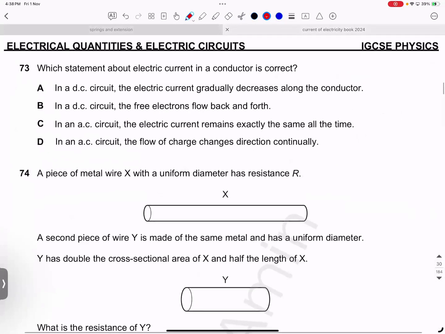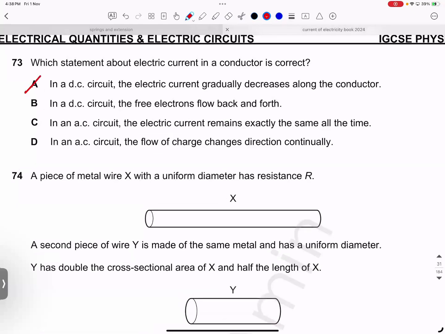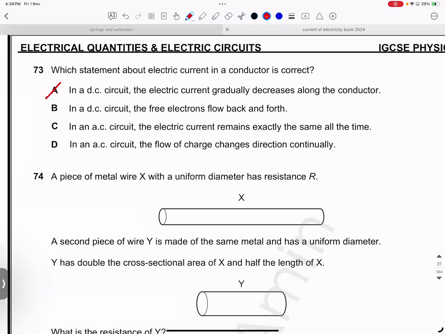Question number 73. Which statement about electrical current in a conductor is correct? Let's read. A: In DC circuit, the current gradually decreases along the conductor. There is no evidence that the current should gradually decrease in the circuit. B: In DC circuits, the free electrons can flow back and forth. No, they only move from negative to positive. B is the wrong option.